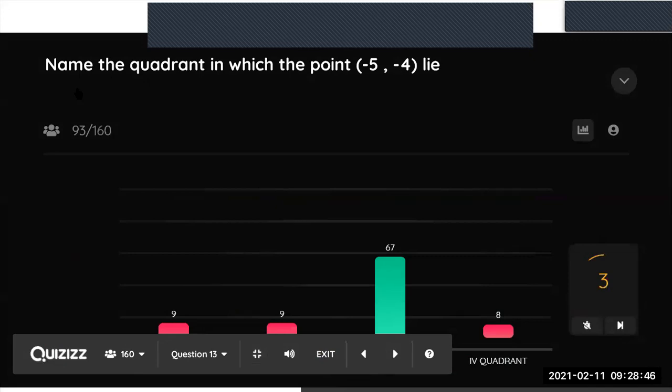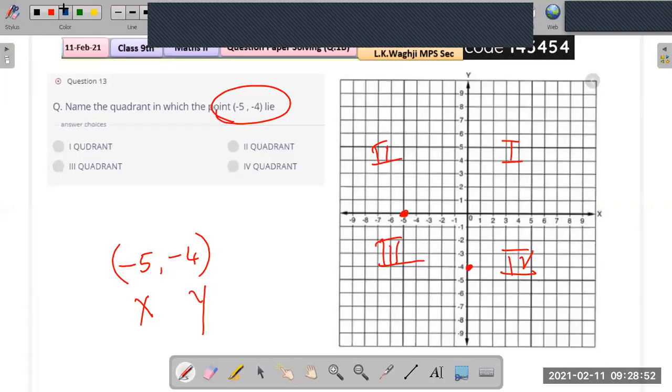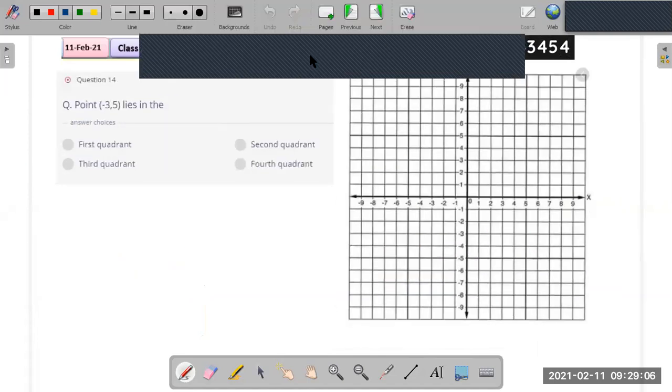Wonderful students, you all are doing great. We move back to the Zoom screen. Everybody back to the Zoom screen. Just check this one, negative 5 and the negative 4. They join over here. This is the point, that is negative 5 comma negative 4, and that's the third quadrant. Third quadrant was the correct answer.